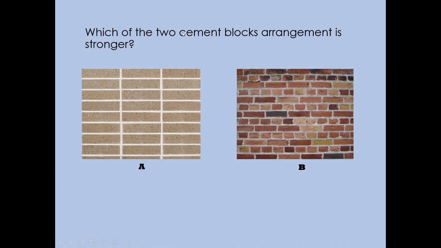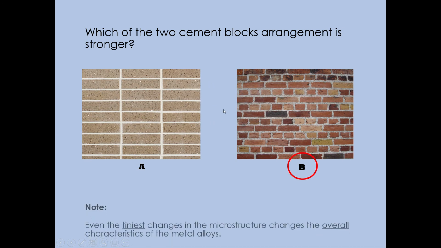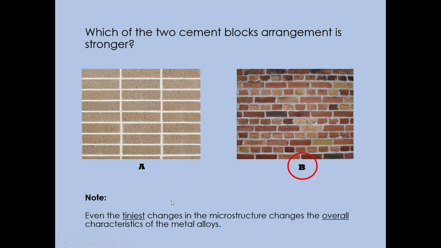Okay, so the question is, which of the two cement block arrangements is stronger? If you look at this one, it is a lot stronger than this one. So what's the point here? The point is, even the tiniest changes in the microstructure change the overall characteristics of the metal alloy. Just a very tiny change affects the overall details.